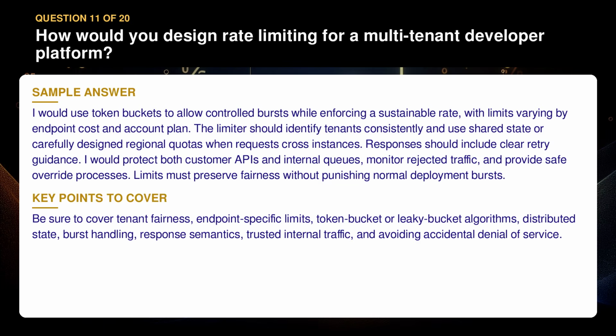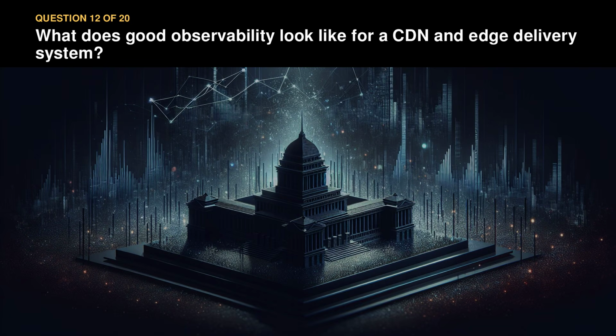Be sure to cover tenant fairness, endpoint-specific limits, token bucket or leaky bucket algorithms, distributed state, burst handling, response semantics, trusted internal traffic, and avoiding accidental denial of service. Question 12. What does good observability look like for a CDN and edge delivery system?